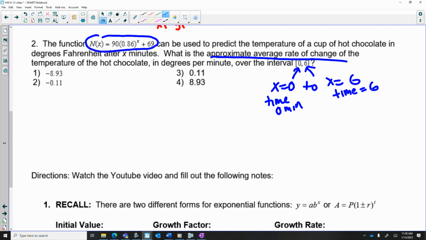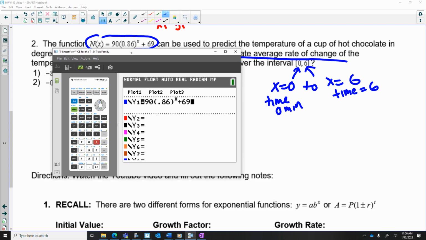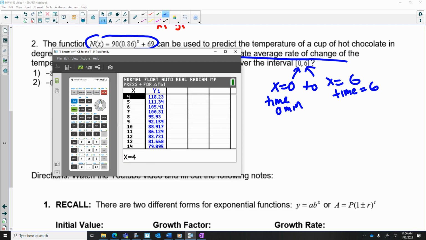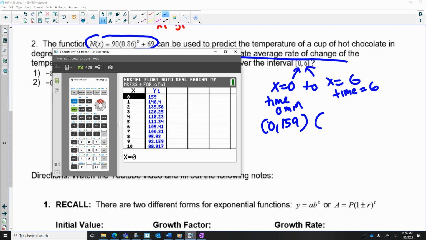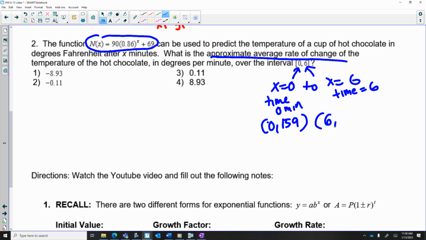So in this question, we have an equation, and it looks kind of different than the graph or a table. So what we want to do first is go to y equals and type in our equation. And then once you have your equation in there, you're going to look on the table at x equals 0 and x equals 6, okay? So if you scroll to x equals 0, we're going to copy down the value, 0 comma 159. And then for x equals 6, we're going to have 6 comma 105.41. Okay, so now set up your average rate of change, and let's see if you get the right answer.